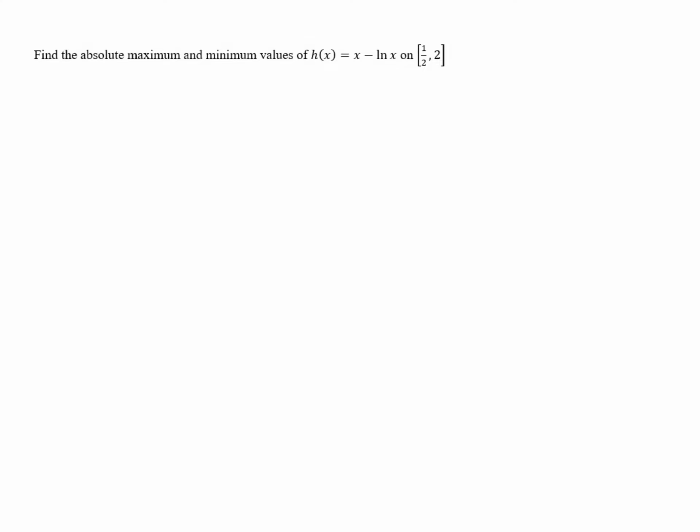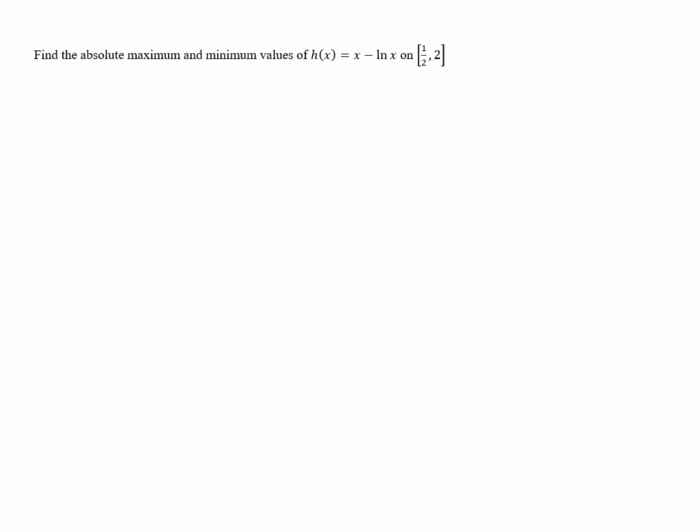Find the absolute maximum and minimum values of h of x equals x minus ln of x on the closed interval from 1/2 to 2. Now, we are no longer dealing with polynomials, so we are no longer in a situation where we can just assume that the domain of the function is all real numbers, that it's continuous everywhere.